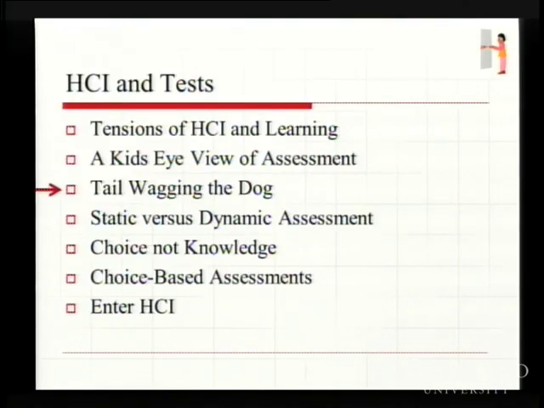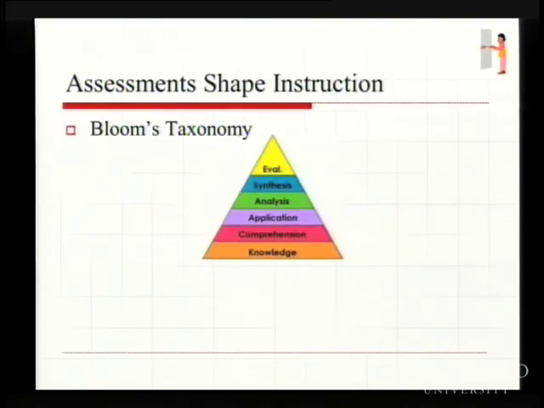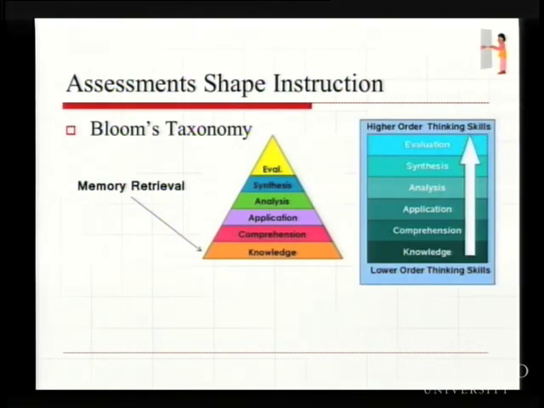So assessment is a very big tail that wags the dog. So this is Bloom's taxonomy. I don't know if people know this. This is a very famous thing that came out of a committee in the 50s. It says knowledge at the bottom. You'd think knowledge is at the top, right? But actually what they meant by knowledge is memory retrieval. So it's just basically facts. And so Bloom's taxonomy was interpreted as lower order thinking skills and then go to higher order thinking skills.